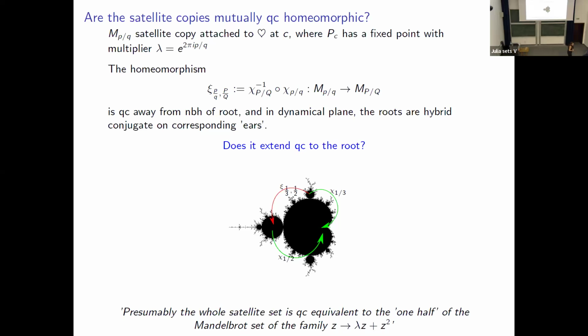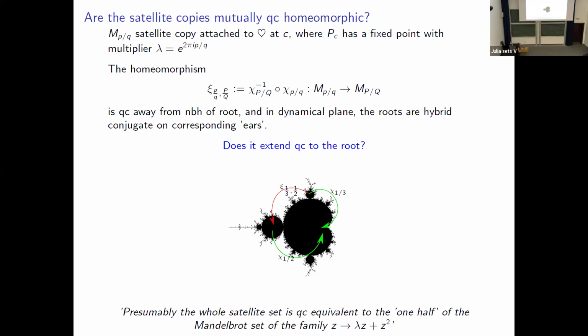This homeomorphism is quasi-conformal outside any neighborhood of the root because of Lubitsch. And at the roots, dynamically speaking, the restrictions are conjugate, quasi-conformally, hybridly actually. So the natural question is, this homeomorphism between satellite copy and satellite copy that is quasi-conformal outside the root, does extend quasi-conformally at the root?